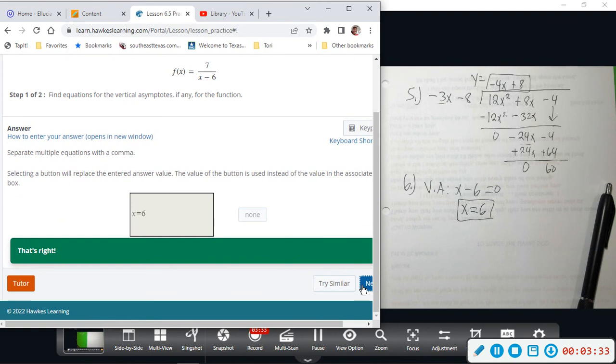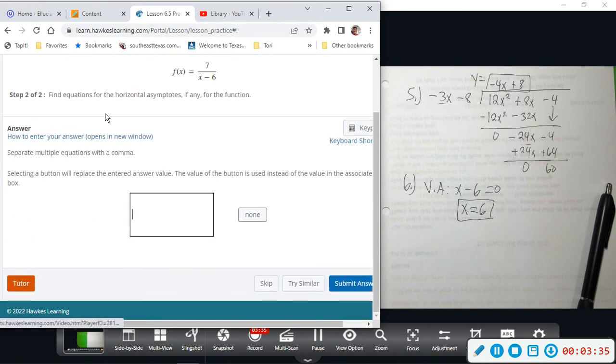Alright, and then part 2 says find the equation of the horizontal asymptote. So remember those 3 scenarios. Is the top greater than the bottom? There is none. If the top is less than the bottom, then it is 0. So in this case, we just get y equals 0. And you just need to refer back to those notes that we did, and then that'll make that go pretty quick for you.